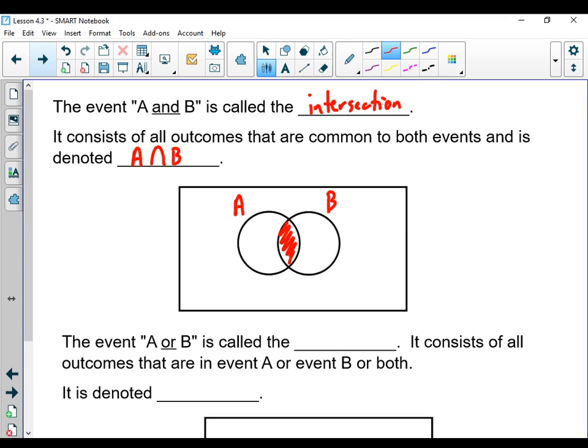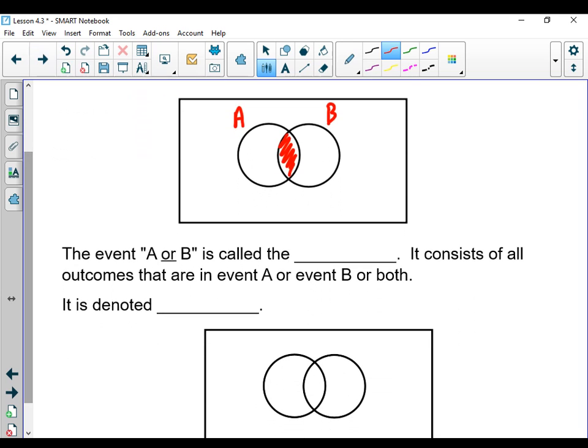If you're looking at the event of A or B happening, that's called the union. That is going to consist of all the ones that are in A or in B, or they might be in both. How we're going to write that is with a symbol that looks like a U, because it's the union.